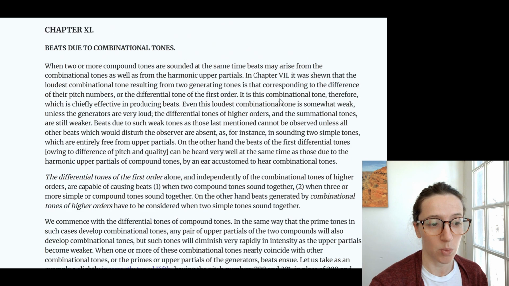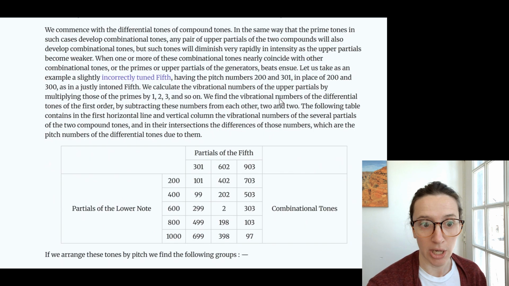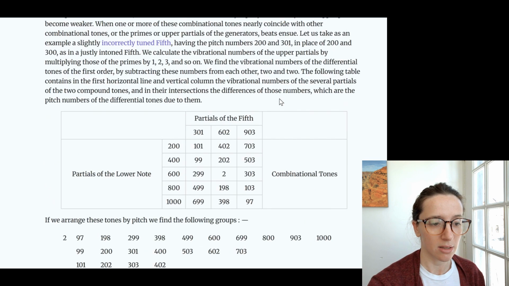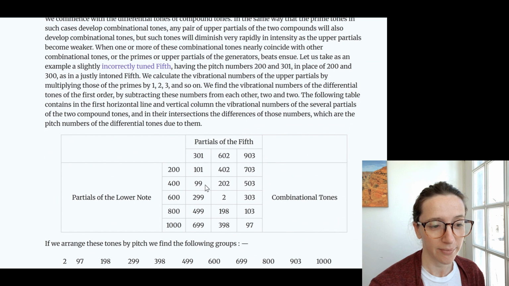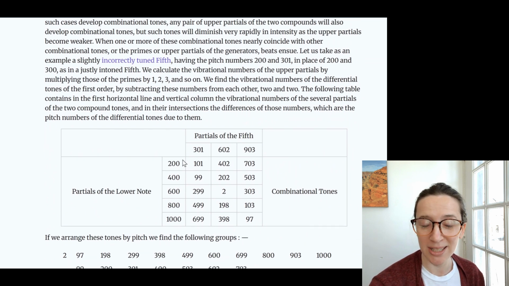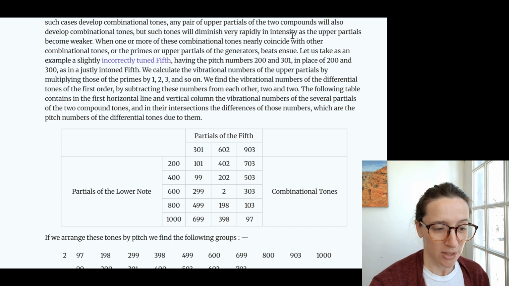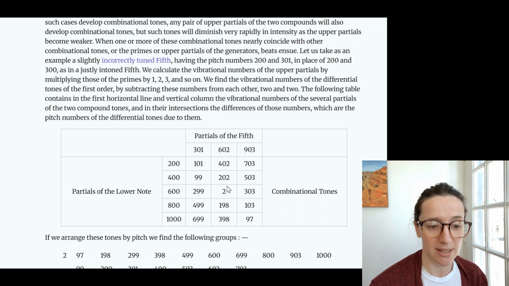Now, for compound tones, we have to consider each partial a generating tone. So this table represents two compound tones, an incorrectly tuned fifth. That's pitch numbers 200 and 301. So here are the partials of the lower note, 200, 400, 600, 800, 1000, and the partials of the upper note, 301, 602, 903. And each of these pairs creates a combinational tone, which is the difference between the two pitch numbers.